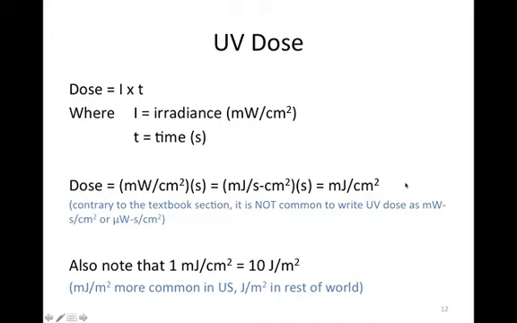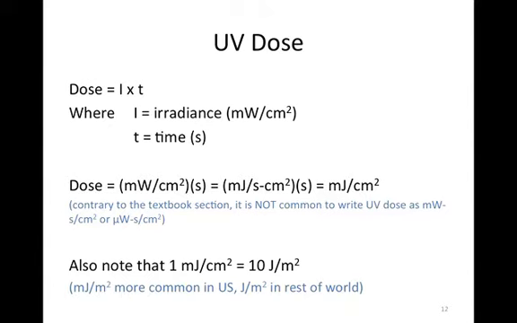Now, somewhat bizarrely, the textbook does not make that simplification. And furthermore, they represent the irradiance in microwatts per centimeter squared. So you end up with microwatt seconds per centimeter squared. Those are not common units. The authors of the textbook are microbiologists, not engineers. It's very uncommon to see those units in engineering literature.